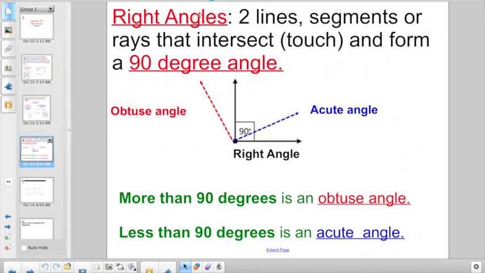So when you do have right angles, they're two lines, segments, or rays that intersect or touch and form a 90-degree angle. But we also have two other types of angles, either obtuse or acute. We'll start off talking about obtuse. That just means if you use this bottom ray and this red one, it simply means it's larger than 90 degrees. That could be obtuse, that could be obtuse. It simply means more than 90 degrees.